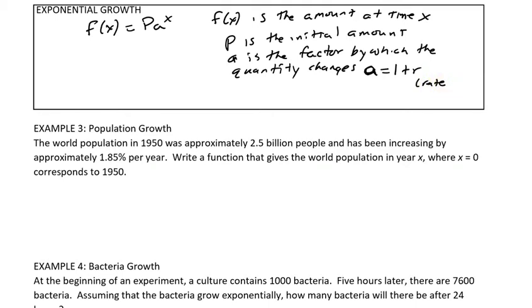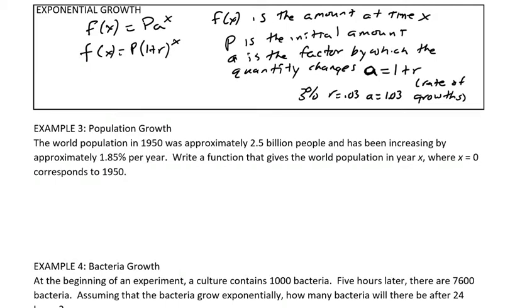So if you have a 3% growth, R is 0.03 and A is 1.03. Another way you could write this function is f of x equals P times 1 plus R to the x power. Those are equivalent, actually. So let's look at a couple examples of exponential growth.